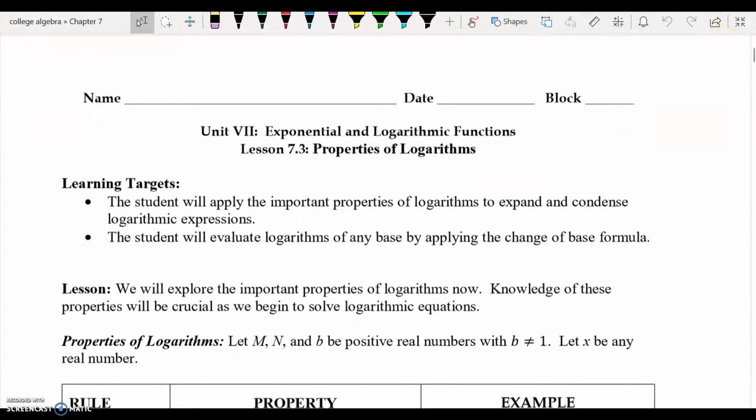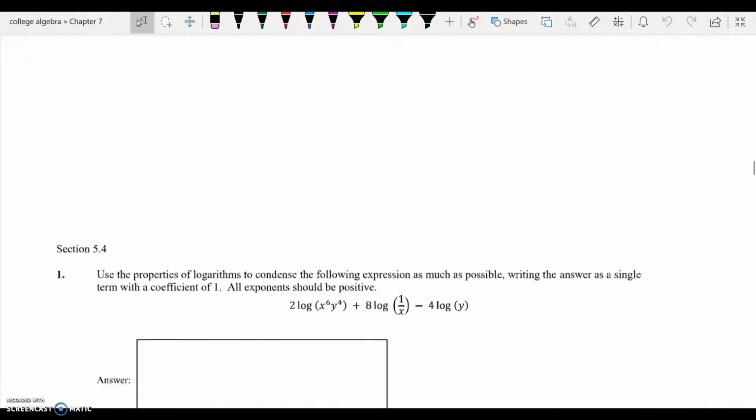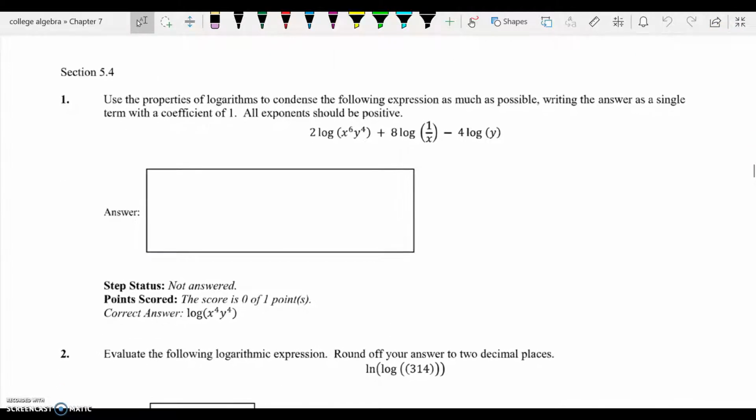Alright, so after the lesson, you guys have the Hawks assignment. What I'm going to do is some practice problems from the Hawks that you can actually go compare, and we can talk about those.